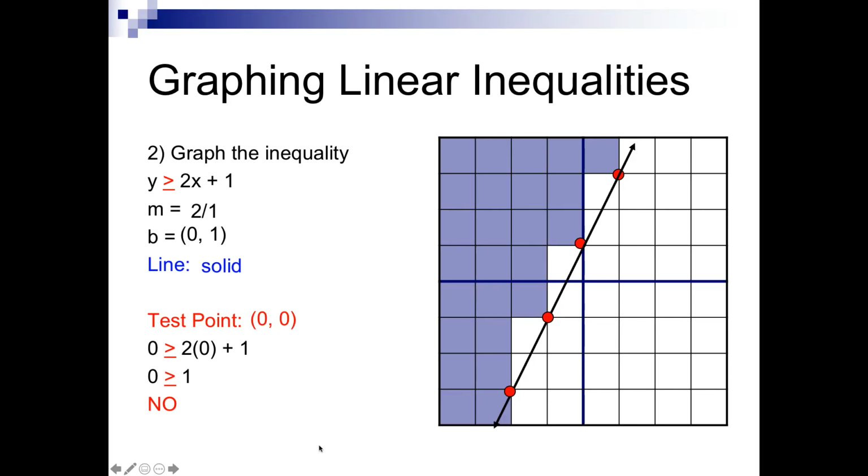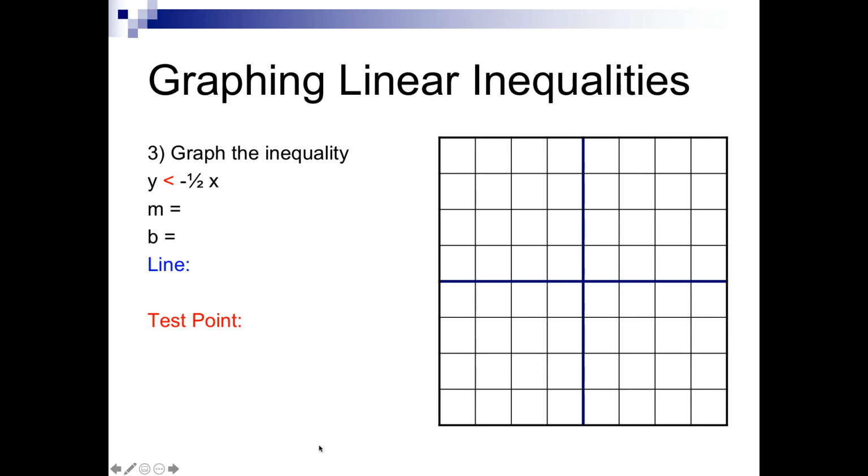Okay, here's your third example. And I am going to have you pause the computer and give it a shot. Fill in your m, fill in your b, figure out the line. And here we go. My m is -1/2. My b is (0, 0). My line, looking at the inequality sign, is going to be dotted.